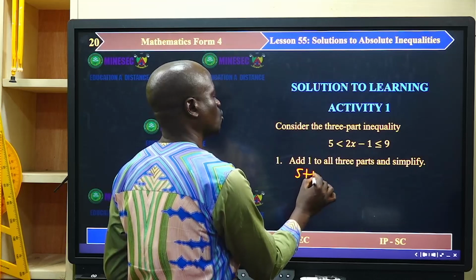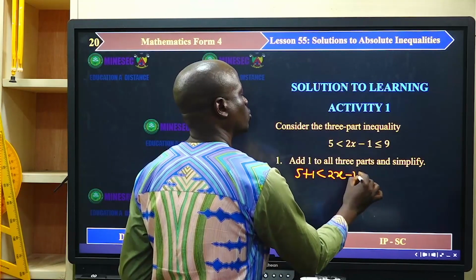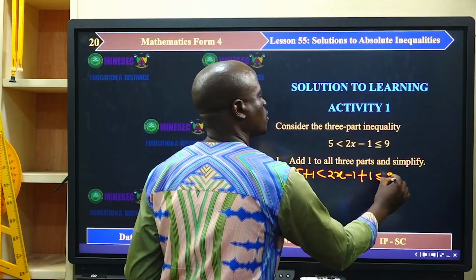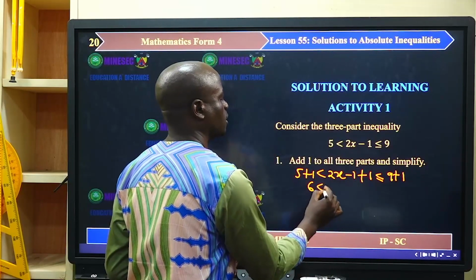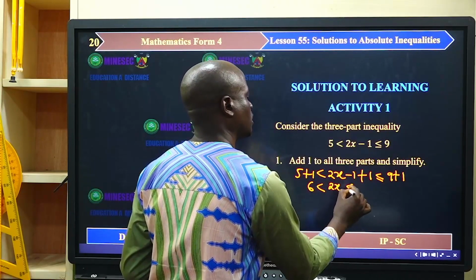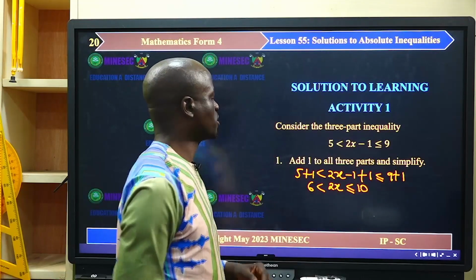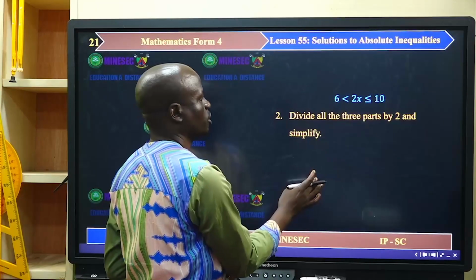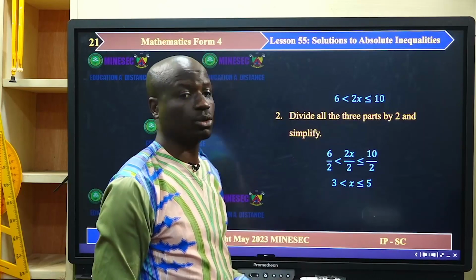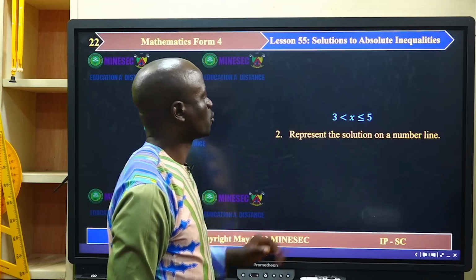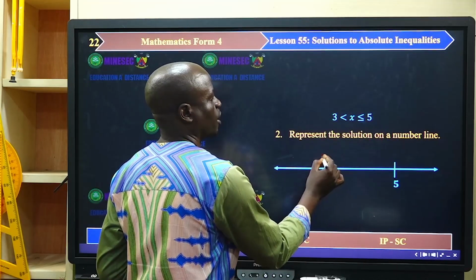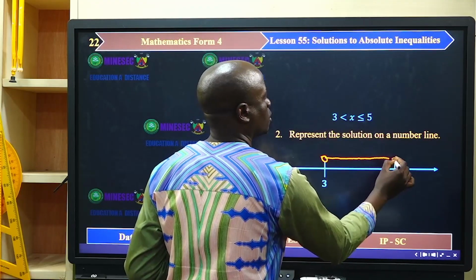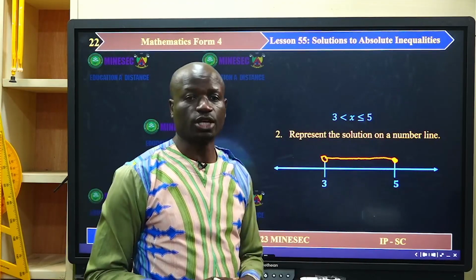So we'll have 5 plus 1 is less than 2x minus 1 plus 1, is less than or equal to 9 plus 1. So 6 is less than 2x, which is less than or equal to 10. From here, we divide all three parts by 2, and we will have 3 is less than x, less than or equal to 5. To represent this on the number line, we have an empty circle at 3 and a closed circle at 5. x is any value that is greater than 3 but less than or equal to 5. So that's it, we've represented it on the number line.